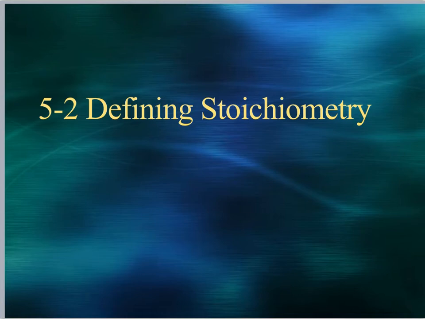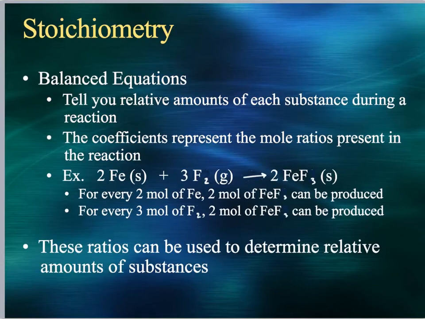Section 2 from Unit 5 is going to define stoichiometry. So in the last section we learned how to balance equations, right? That tells you the relative amounts of each substance during a reaction. The coefficients in front of the substances represent the mole ratios present in the reaction. Okay, so in this example here, 2Fe plus 3F2 yielding 2FeF3. Okay, these represent moles, the 2, the 3, and the 2.